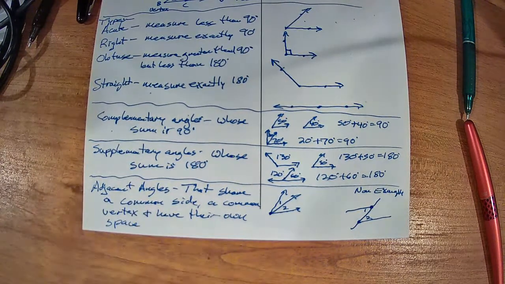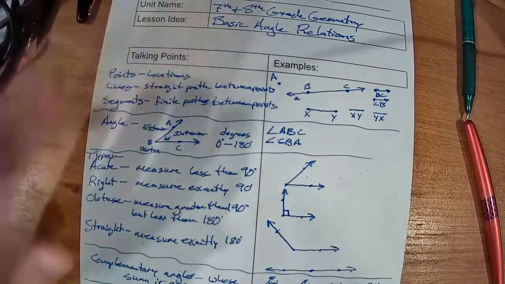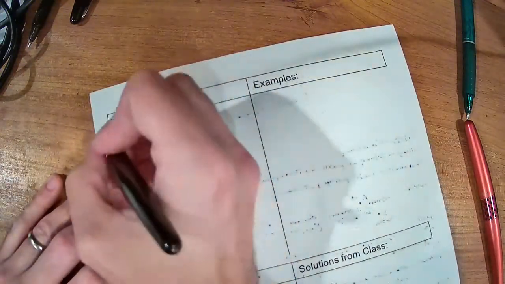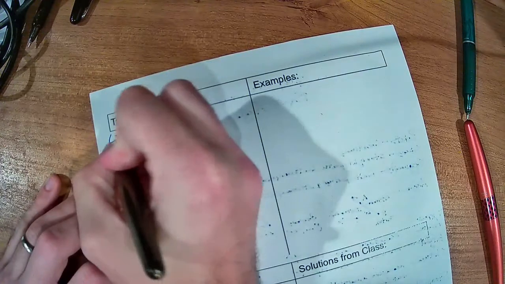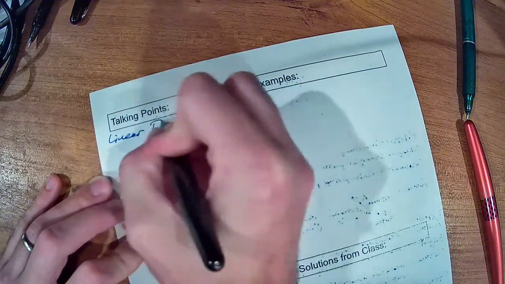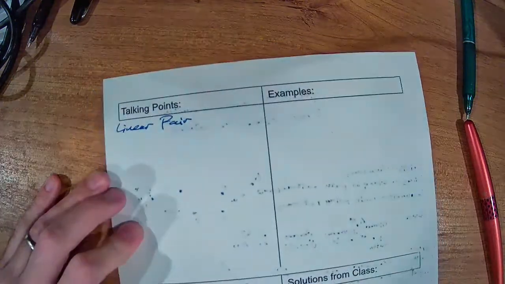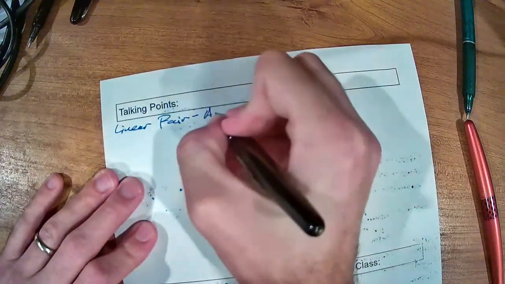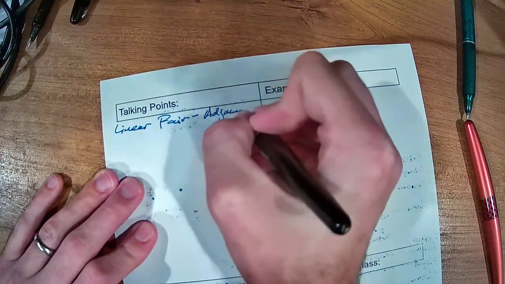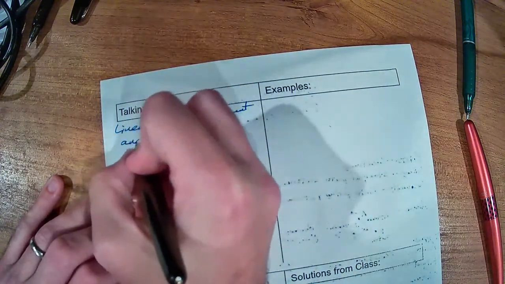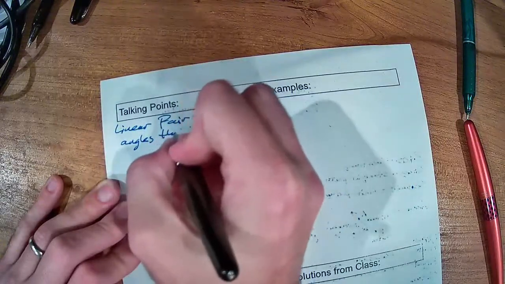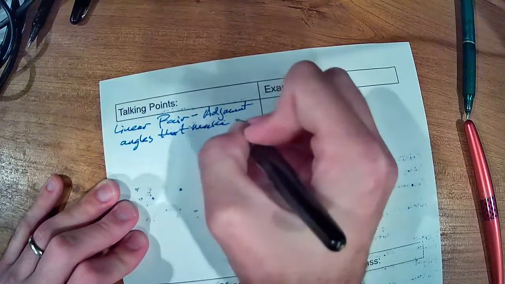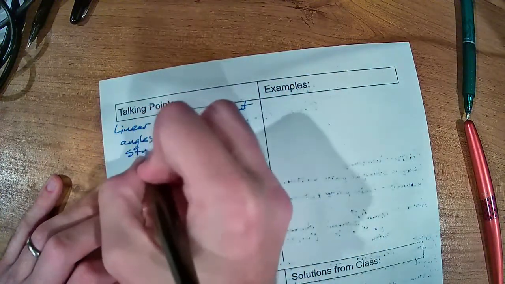All right. Oh, let's see, there's one more angle relationship, and I've run out of space here. Let's flip to the back. We call this relationship a linear pair. All right. And a linear pair are adjacent angles that make a straight angle.